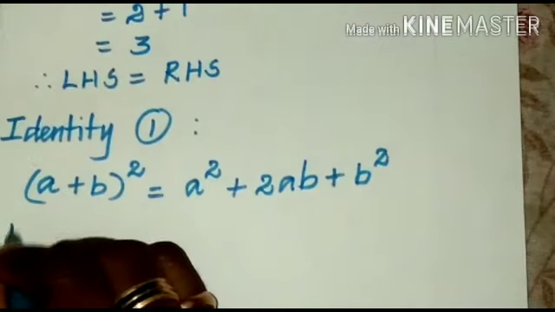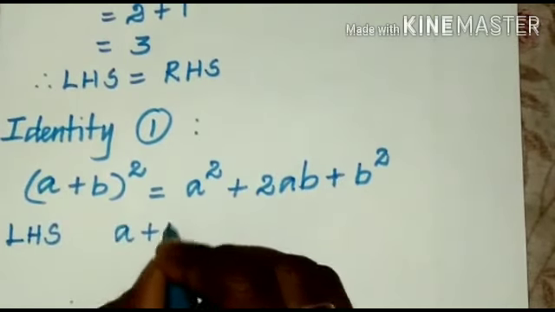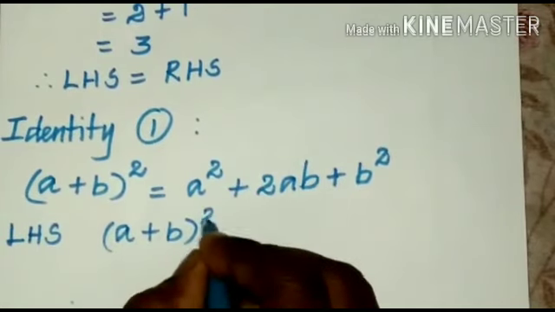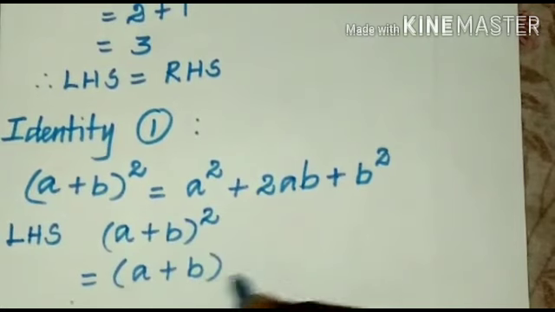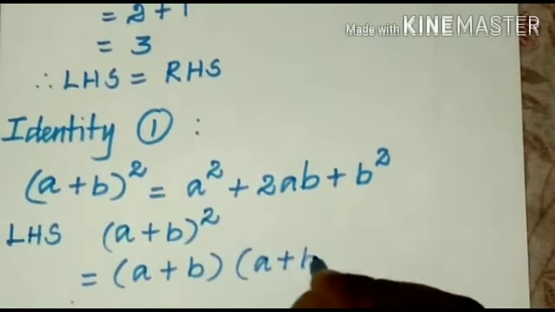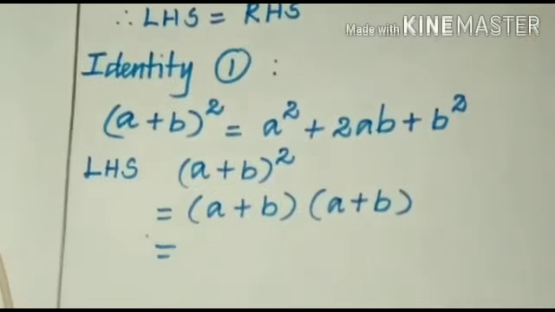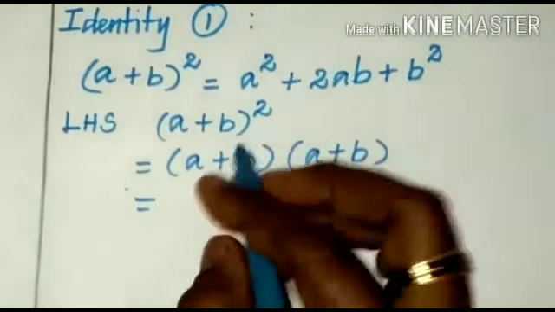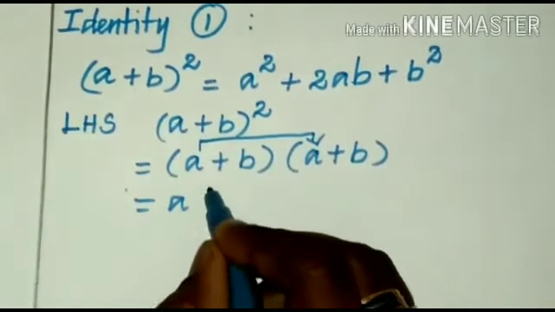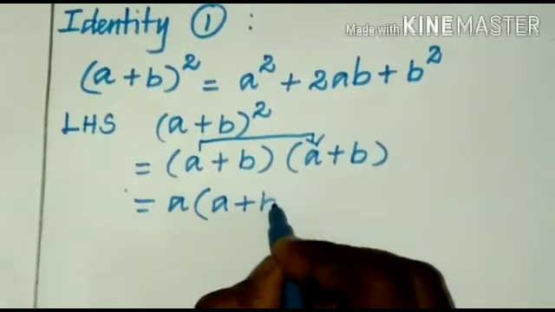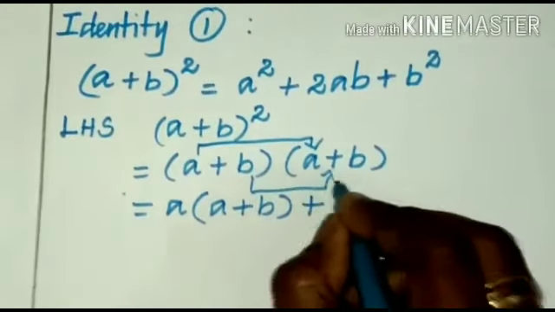First you take left hand side. What is in left hand side? A plus b the whole square. This can be written like that, a plus b into a plus b. Next we have to apply the distributive property. So a into a plus b, then plus b into a plus b.